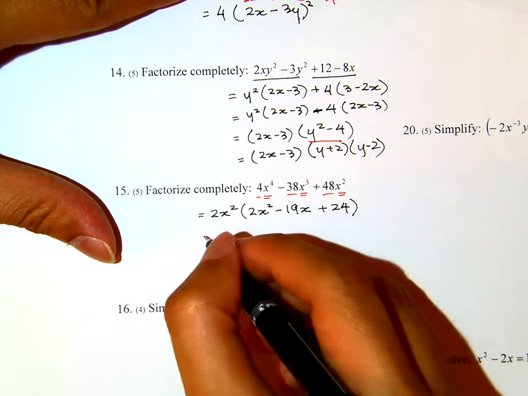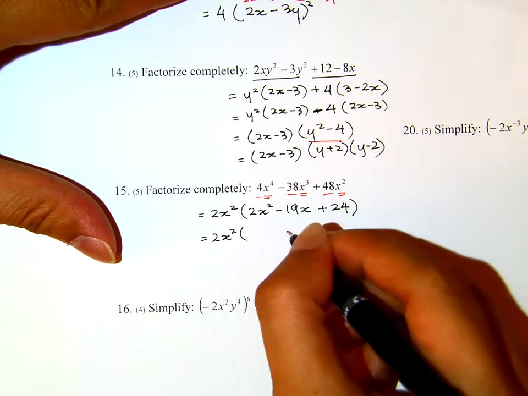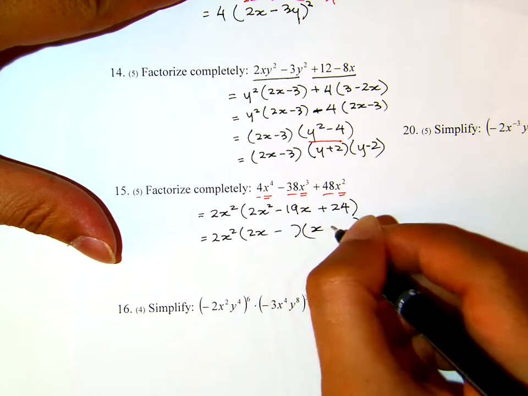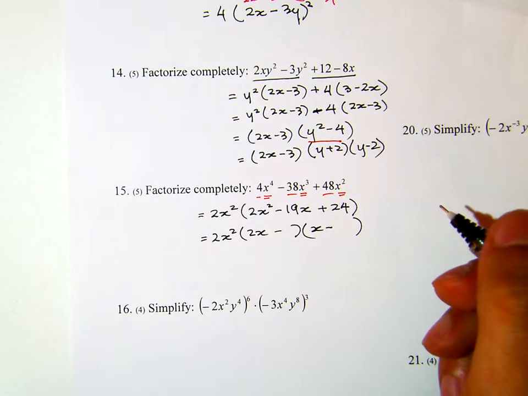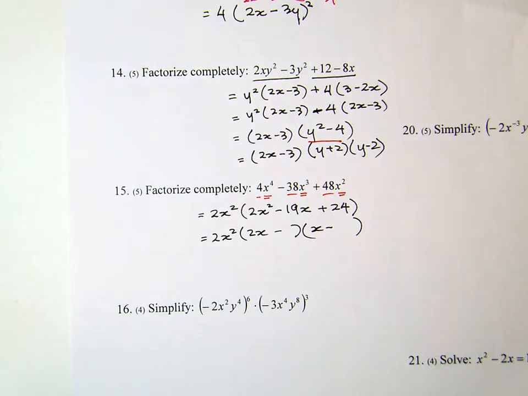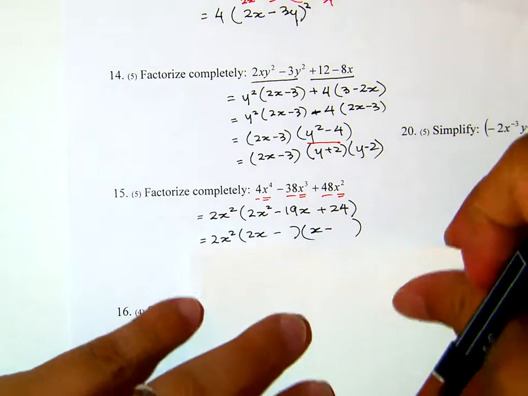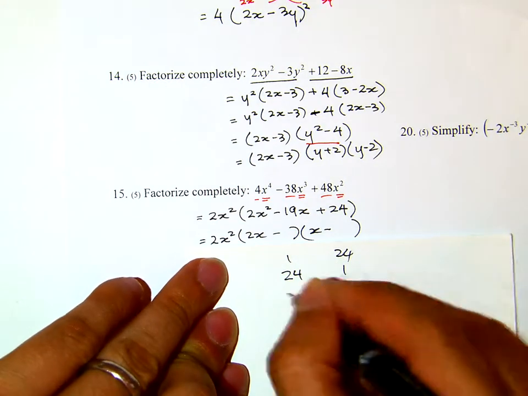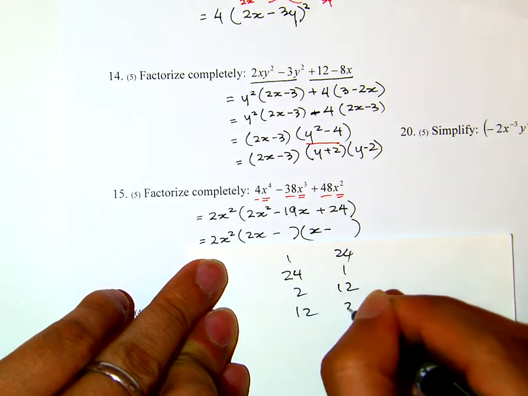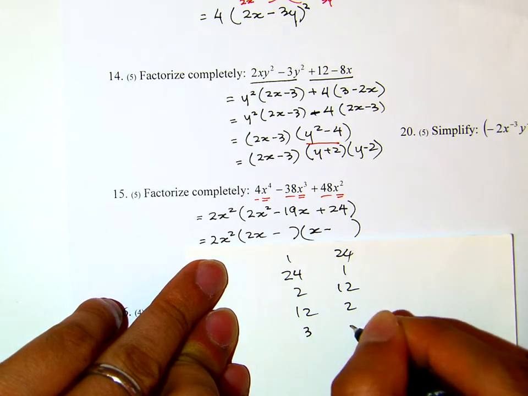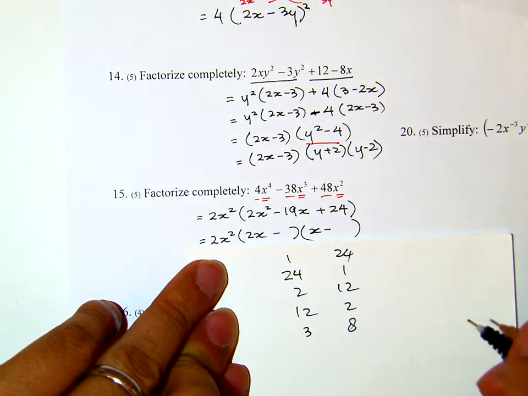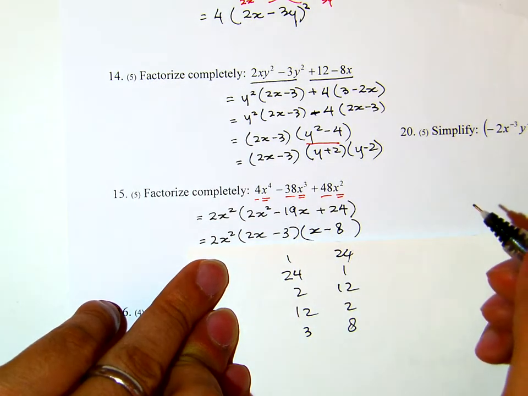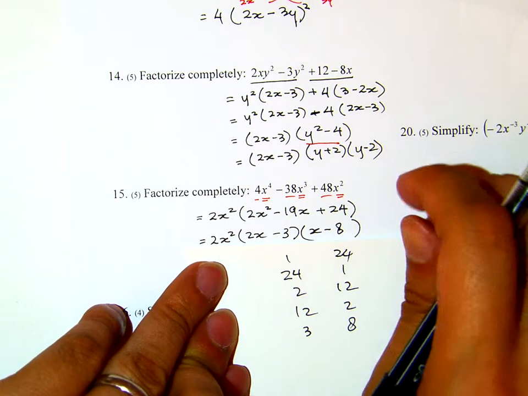Okay, and then from here I will try to factorize the one inside the parentheses again. This must be 2x and x. This must be minus and minus. As for 24, let's see. This is 1 and 24, 2 and 12, 3 and 8. That's the one, if this is 3 here and this is 8 here, right? That will do. Okay, then well, we are done.